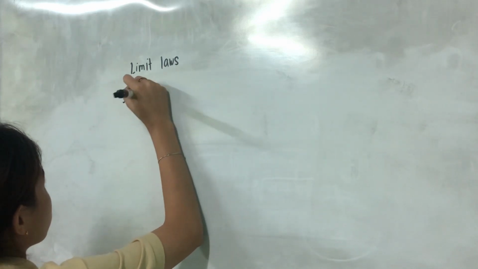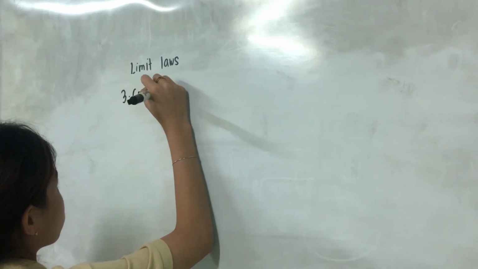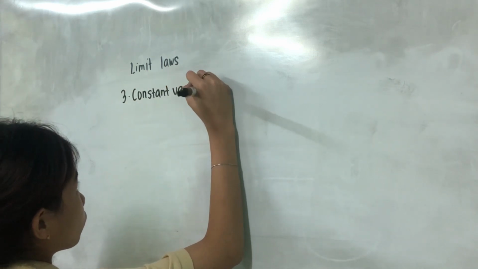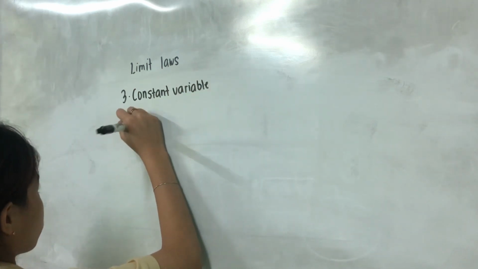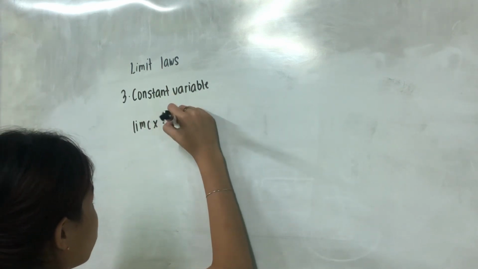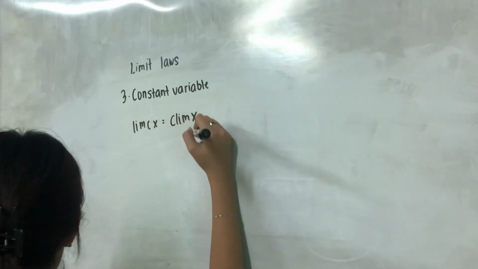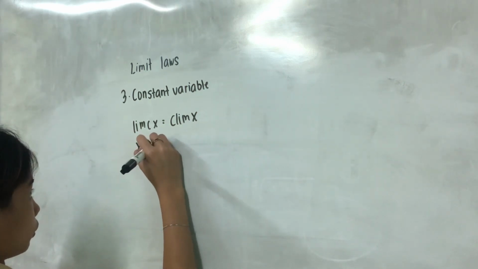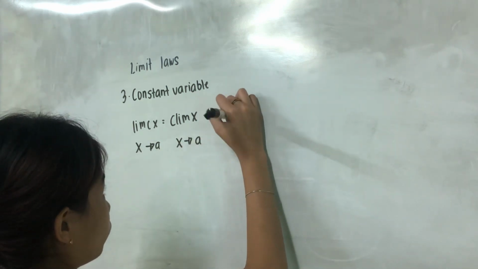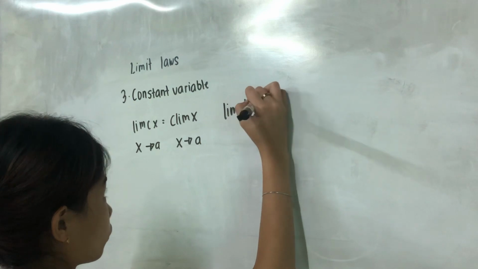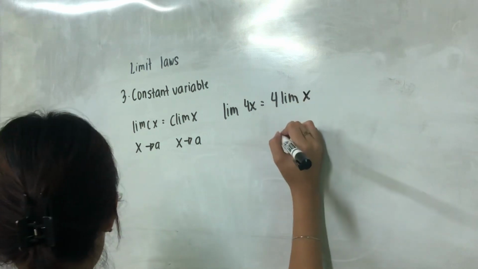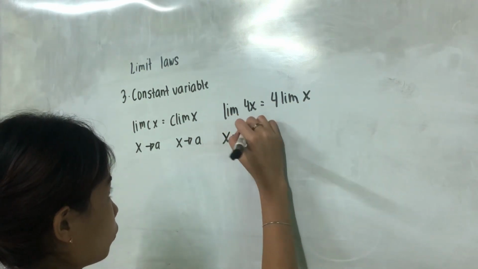Number 3 of limit laws is constant variable. The formula of this is the limit of Cx, both approaching A, is equal to C lim x. The limit of 4x equals 4 lim x, both approaching negative 2.